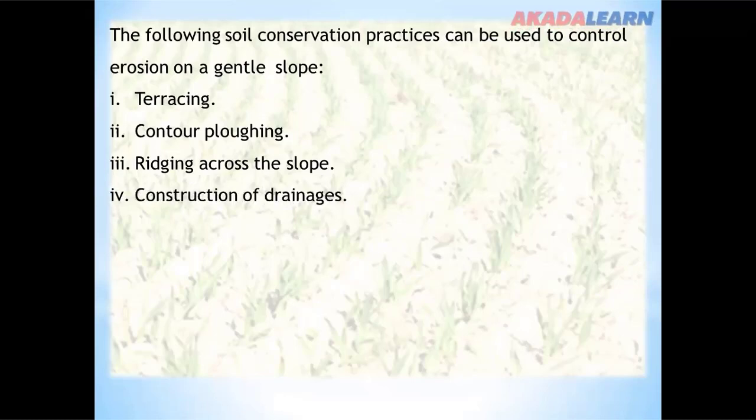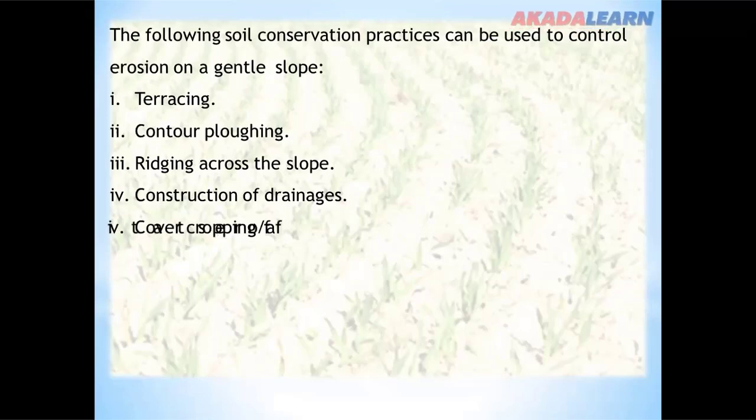The next one is construction of drainages. Drainages are means of getting rid of excess water in the field. Many types of drainages are available. They may be open channel or underground channel. Pipes are laid along the slope to carry the water straight down into reservoirs below, thus preventing soil erosion or loss.